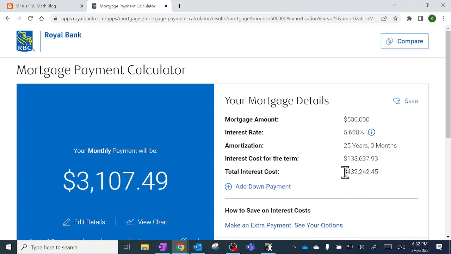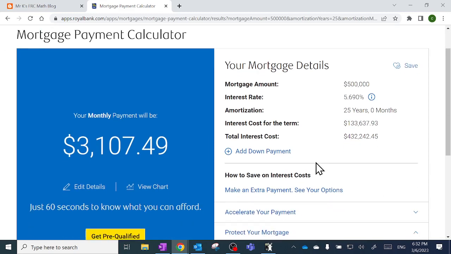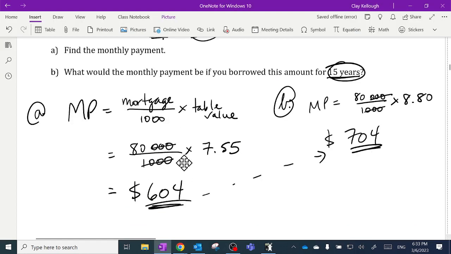And check out how much over those 25 years you're paying towards interest. Almost as much as the mortgage, the house itself. Yikes. So what can you do to try to lessen that, other than, let's look for a smaller house, less expensive part of town or whatever? Well, there's some life hacks here.